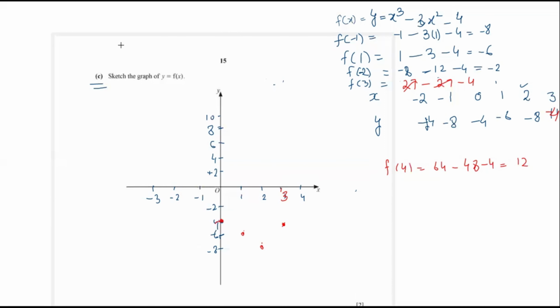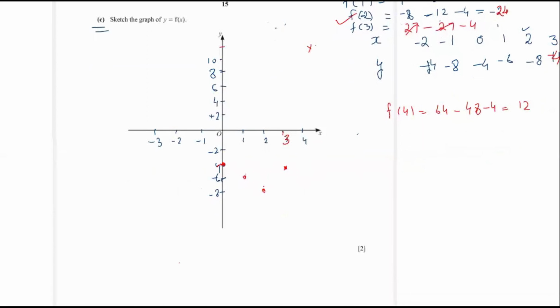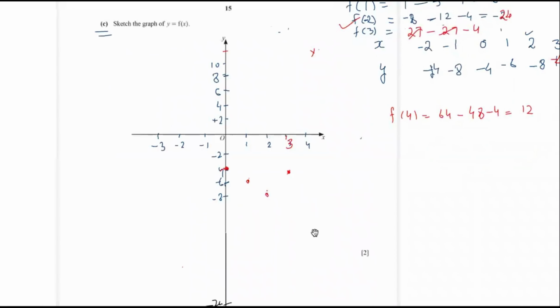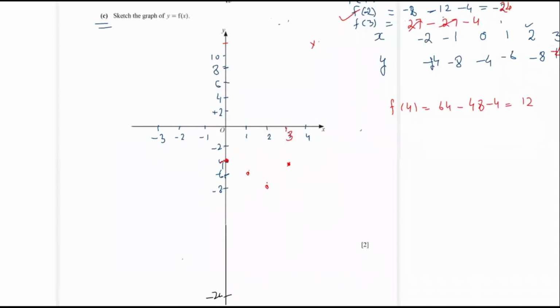Now we mark the points. This is the 12. Now you see here minus 2 gives minus 24. We already found the value here. Minus 2 is equal to minus 24. Now those are the points for that. We extend this line. This is the minus 24. And this is the point.